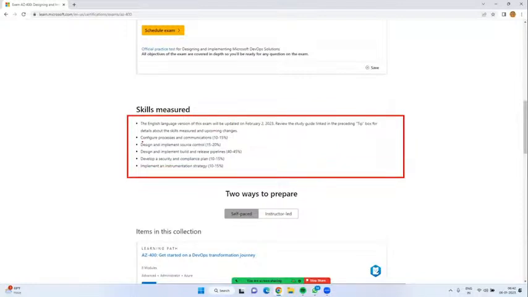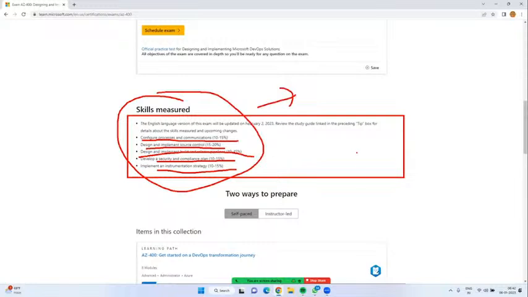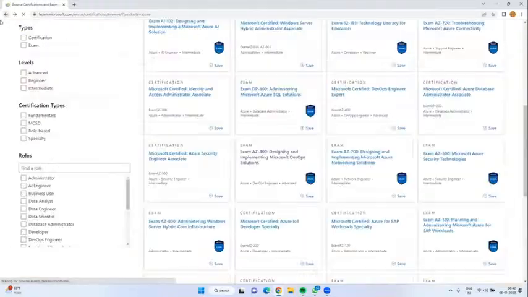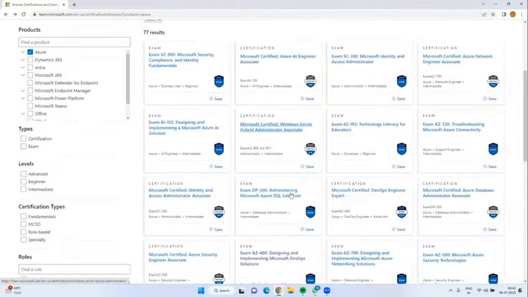What is it saying? Configure processes 15%, design and implement source control 20%, release management 45%, security and compliance 15%, instrumentation strategy 15%. This is the syllabus of Azure DevOps. So these many papers are there for your Azure.